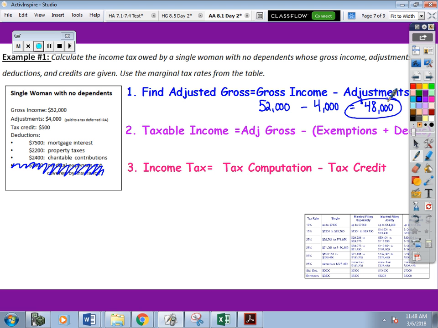So 48,000 is our adjusted gross. Yeah. And again, you don't have to remember what to do, you just have to be able to read.